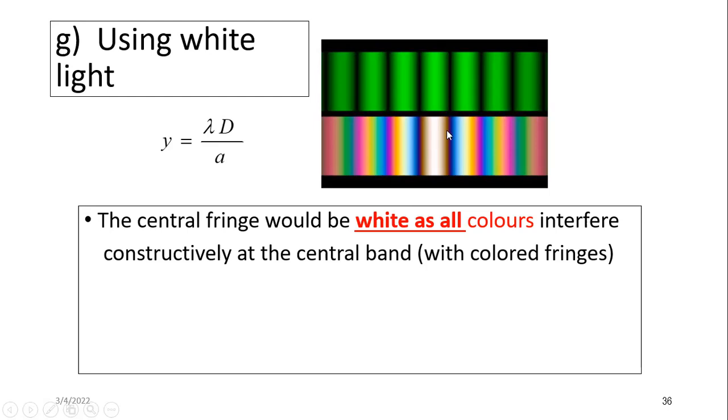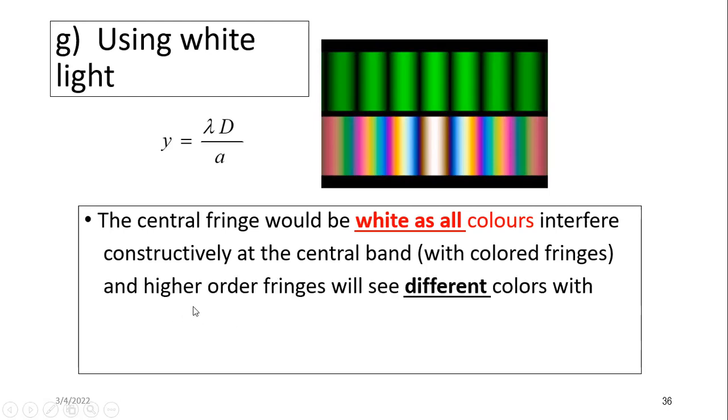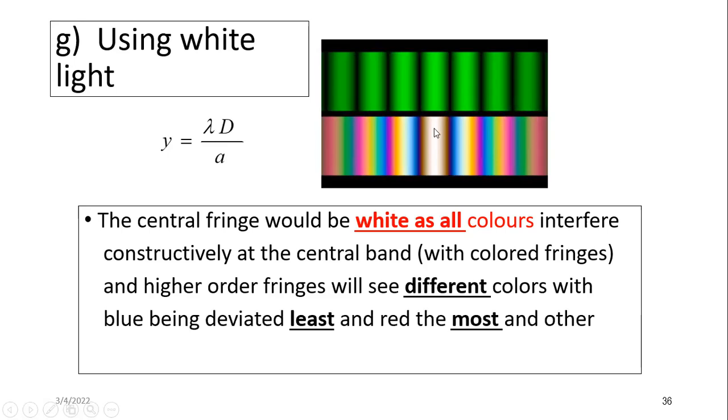The red one will be at the end there. Higher orders are a bit harder to distinguish, but you see the different colors. But we are interested in the center, and the center one is white. Then you see all the rainbow colors on either side. The red one will be at the extreme end there.